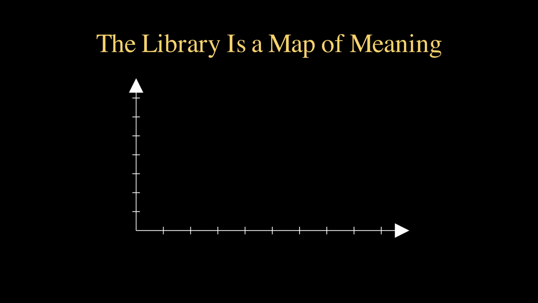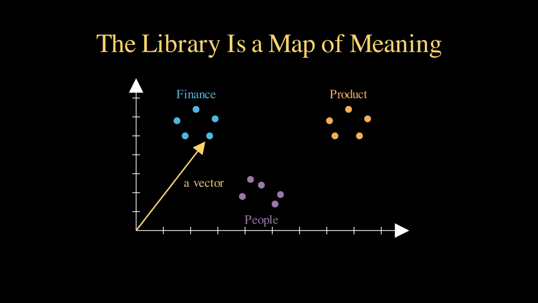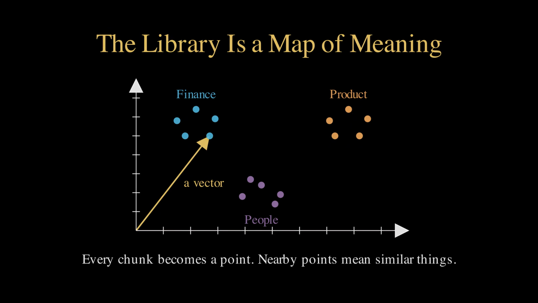But how does the library find the right book among millions? Not by matching keywords, but by meaning. Every document gets chopped into chunks, and each chunk becomes a vector, a point in a space where things that mean similar things land close together. Reports about money cluster over here, notes about products over there. The whole library becomes a map of meaning.